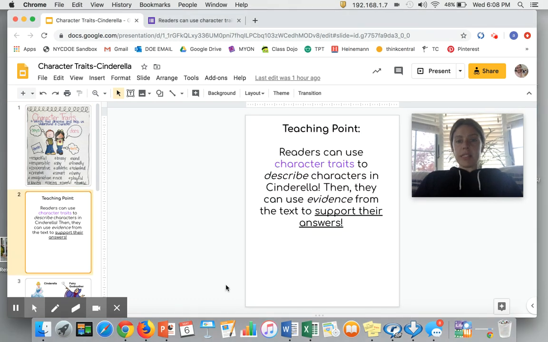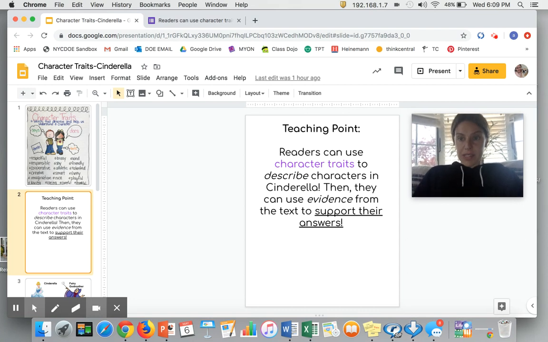Today, I want to teach you that readers can use character traits to describe characters in Cinderella. Then they can use evidence from the text to support their answers. I'm going to go over that with you later, what it means to use evidence from the text. So now we're going to focus on character traits using describing words like adjectives.